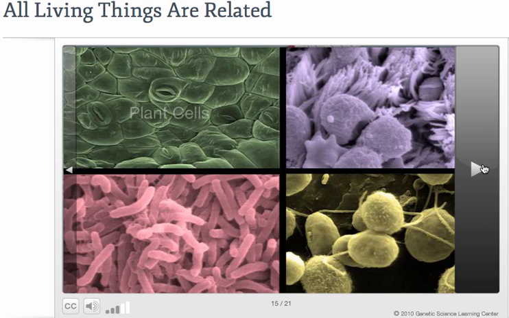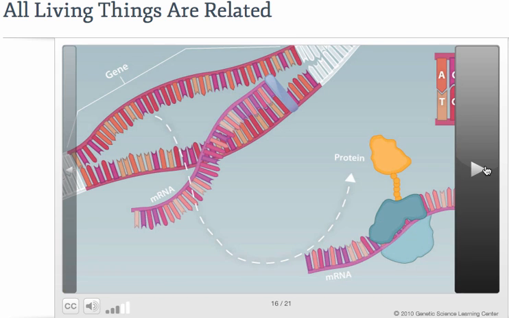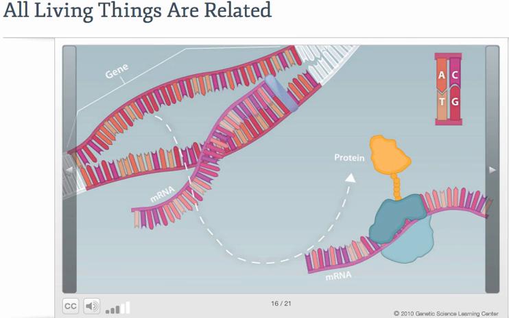All species are remarkably similar at the molecular level. Living things are made of cells. Every cell is surrounded by a plasma membrane and contains DNA and RNA. All living things use a universal genetic code and a common set of molecular tools to read DNA instructions and produce working proteins.